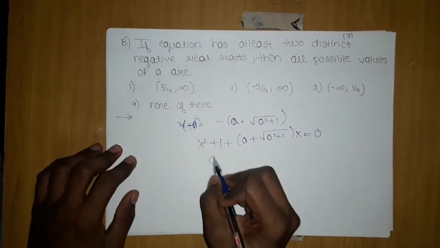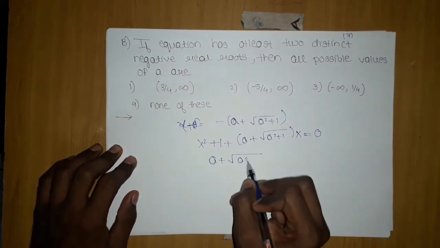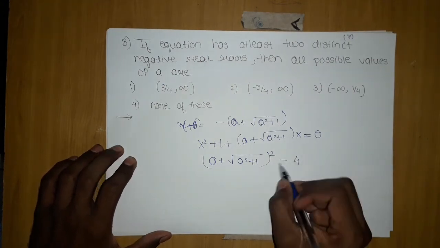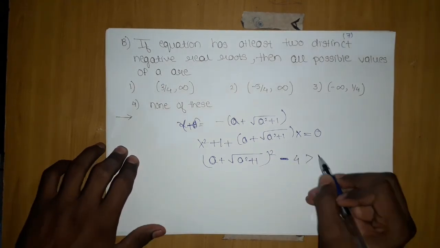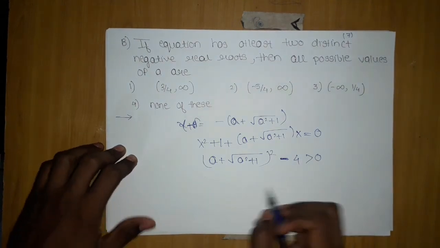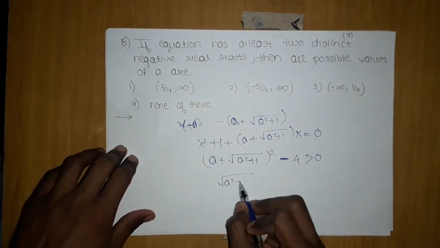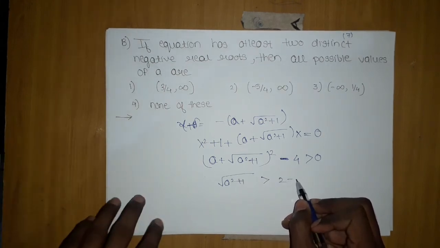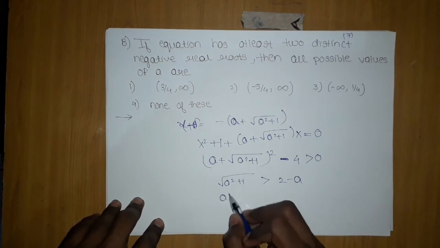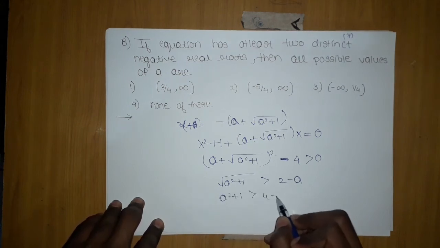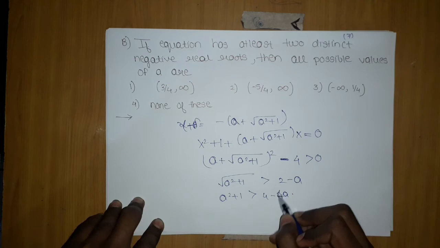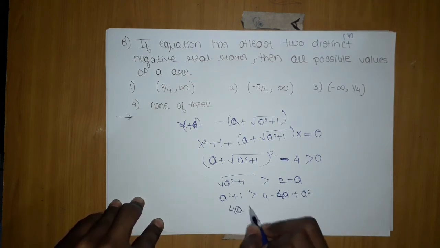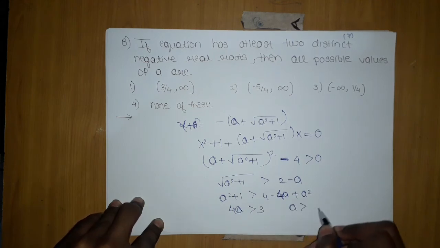Further on, if I take d, a plus under root a square plus 1 the whole square minus 4 should be greater than 0. So if I do the same thing again, a square plus 1 should be greater than 2 minus a. If I square, a square plus 1 should be greater than 4 minus 4a plus a square. This a square will nullify, 4a will lead to 3, so a should be greater than. We have done this.